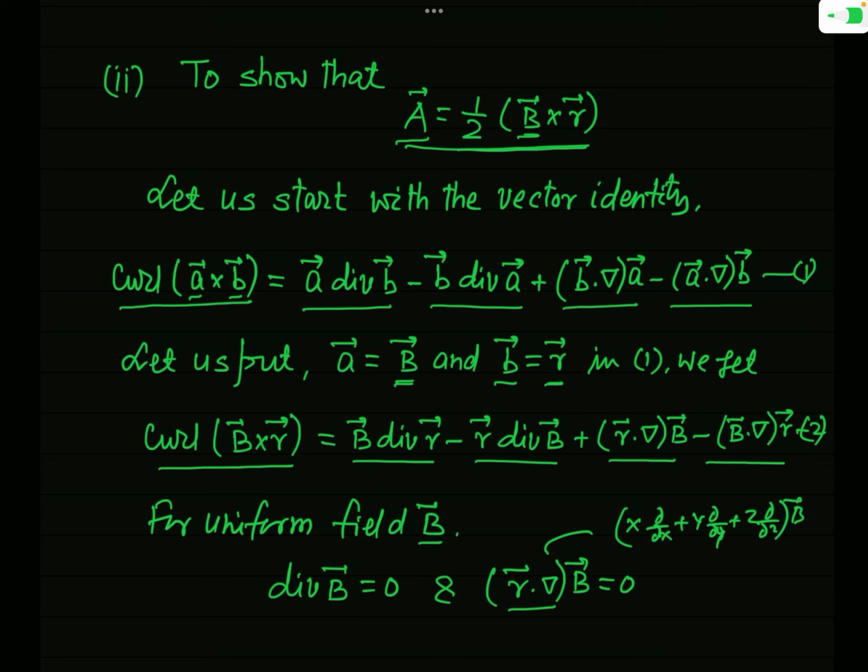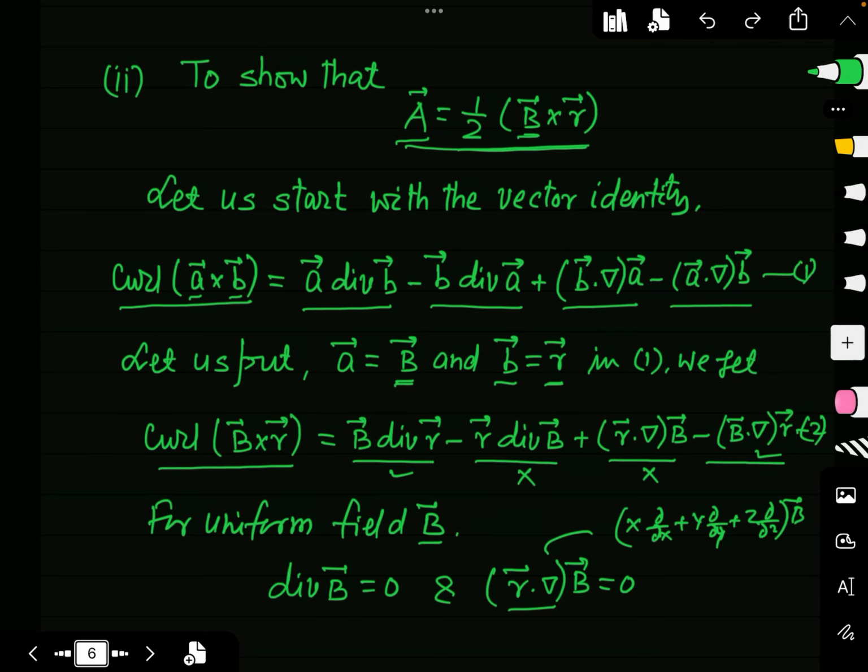So you can see in RHS of equation 2, this term vanishes, this becomes 0. This term also vanishes, this becomes also 0. So the remaining terms are B divergence of R, that is this first term, and the last term B dot del R. So you can write this curl of B cross R equal to what? You can now write it.